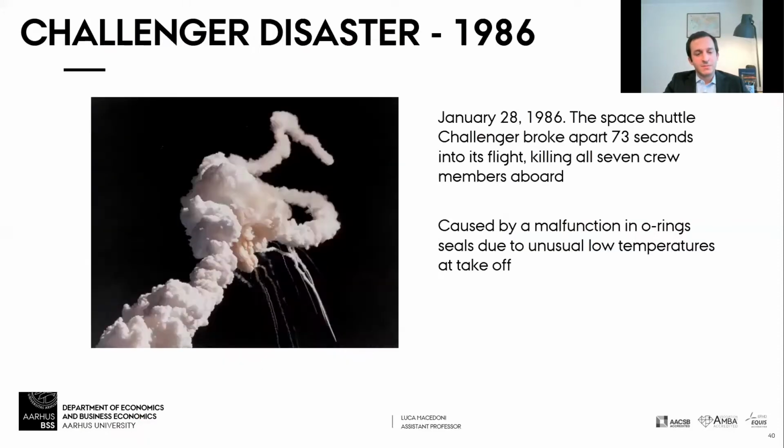Well, because of them, there was a disaster. And this is the Challenger disaster in 1986, where basically the space shuttle Challenger broke apart just a little over a minute after its departure, and everybody was killed. Obviously, there was a huge investigation as to why that happened, and they found that the culprit was a malfunctioning in these O-rings because there were some unusual temperatures at the point of departure.